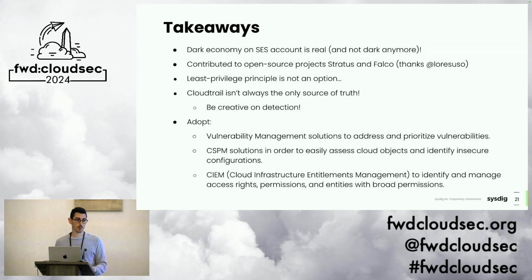Apart from that, of course, least privilege is not an option, as we know, so it all starts with misconfiguration, and we all know misconfiguration is a big deal. And also, when we talk about detection, CloudTrail is not the only source of truth, right? So we need to be creative, and we showed our approach and how we did it in order to create some detection and also respond in this specific case.